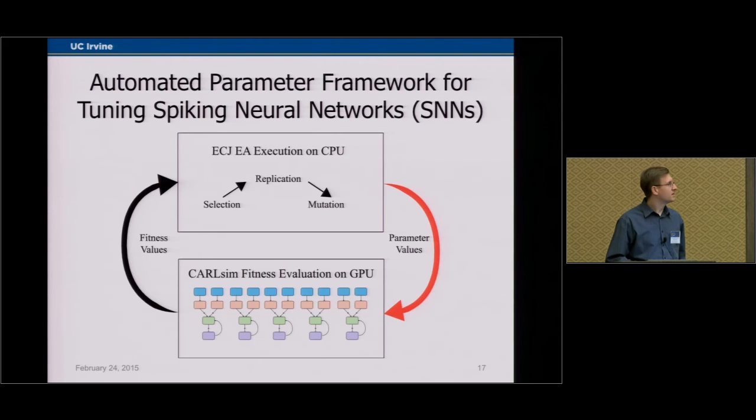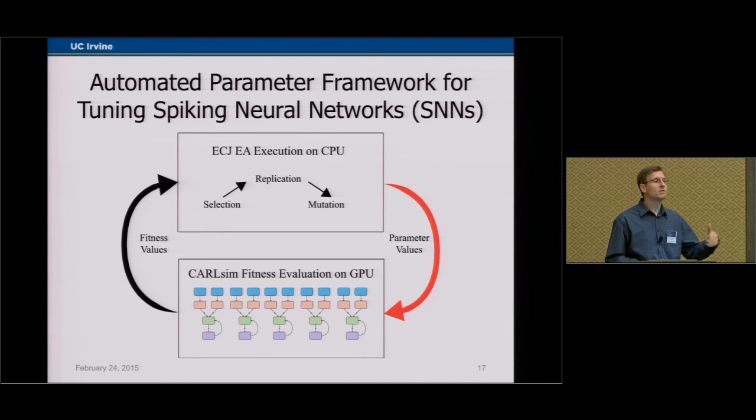So the way this is set up is, here's ECJ, which is just running sequentially, right? And it does the evolutionary algorithm component. Okay, so it's going to do the selection, replication, and mutations. And it selects the parameters. And let's say we're going to tune 5 individuals per generation. Okay, so those 5 individuals, each individual is a spiking neural network. So the idea is we'll take the parameter values from ECJ and then plug them into Carlson. And Carlson is the thing that evaluates the objective function or the fitness function.